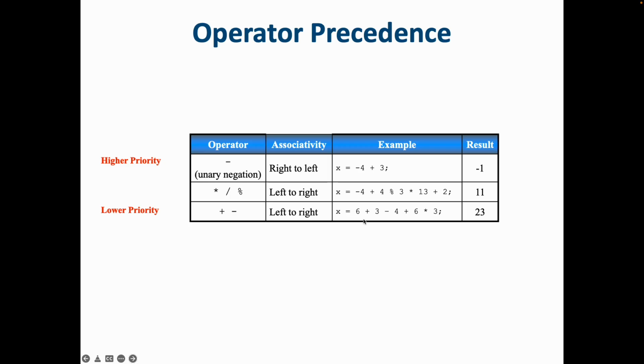Like x is equal to 6 plus 3, minus 4 plus 6 times 3. So we have to first do this multiplication, 18. Then we can do the rest of the operation. 6 plus 3, 9. 9 minus 4 is 5. 5 plus 18 is 23. So the order of the operations will change the meaning.